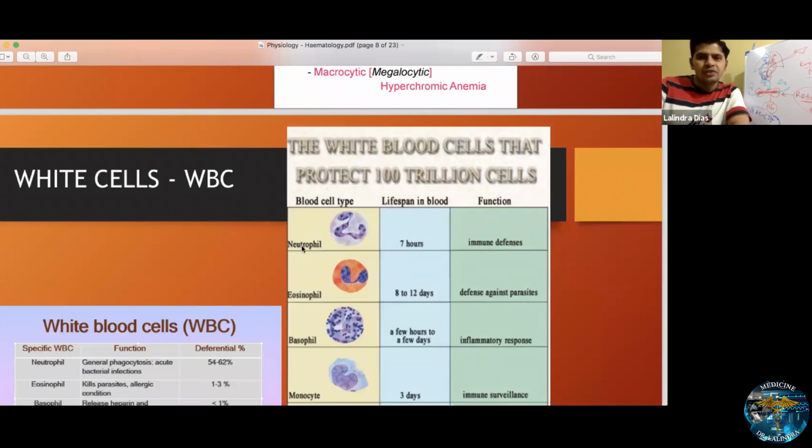Neutrophils have 3 to 5 segments, and their lifespan is about 7 hours. So a short duration, and their function is they play a huge role in immune defenses, particularly in what is called innate immunity.